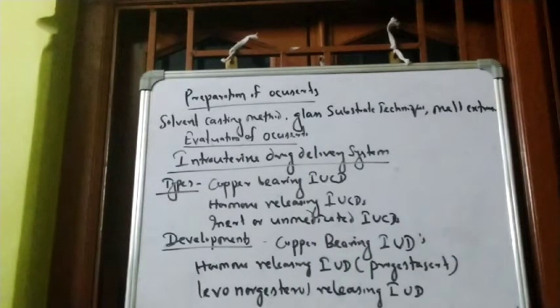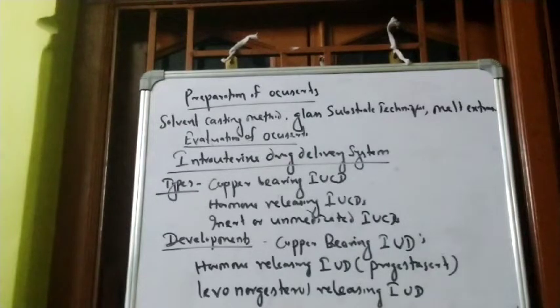Then the rate controlling film will be prepared, and the films are cast by pouring the solution into the center of a leveled glass mold and allowing it to dry at room temperature for 24 hours. After drying, we need to cut the films of the ocusert into desired sizes which contain an equal quantity of drug. Then we prepare these ocuserts.